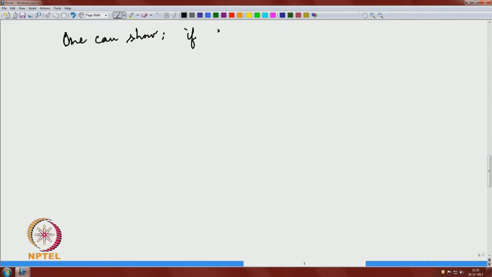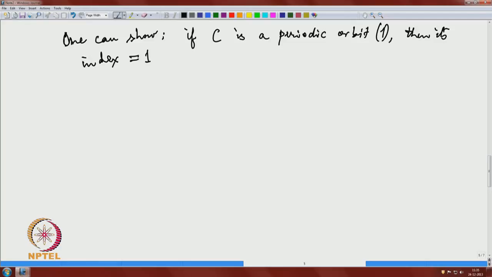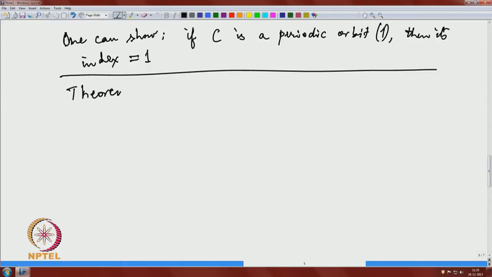If C is a periodic orbit of the system 1, then its index is equal to 1. Okay. So these are deep results, they are not at all trivial results. And if you compare the previous remark and this result, you will see that theorem 1 is proved. Okay. So this implies theorem 1.